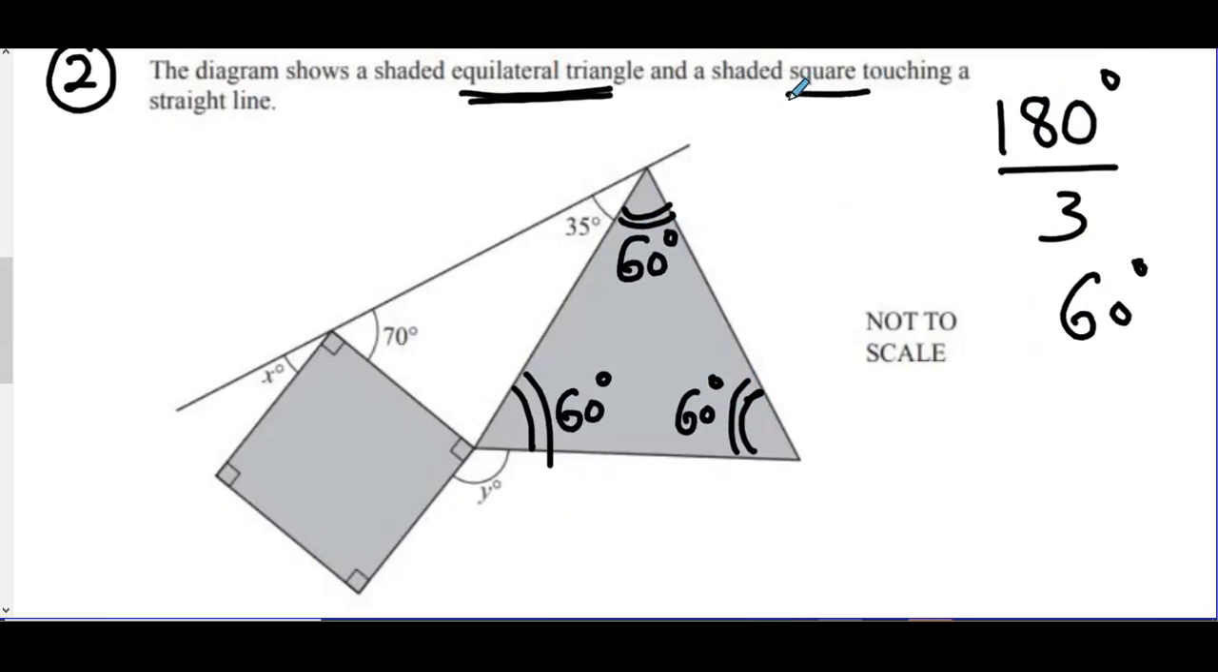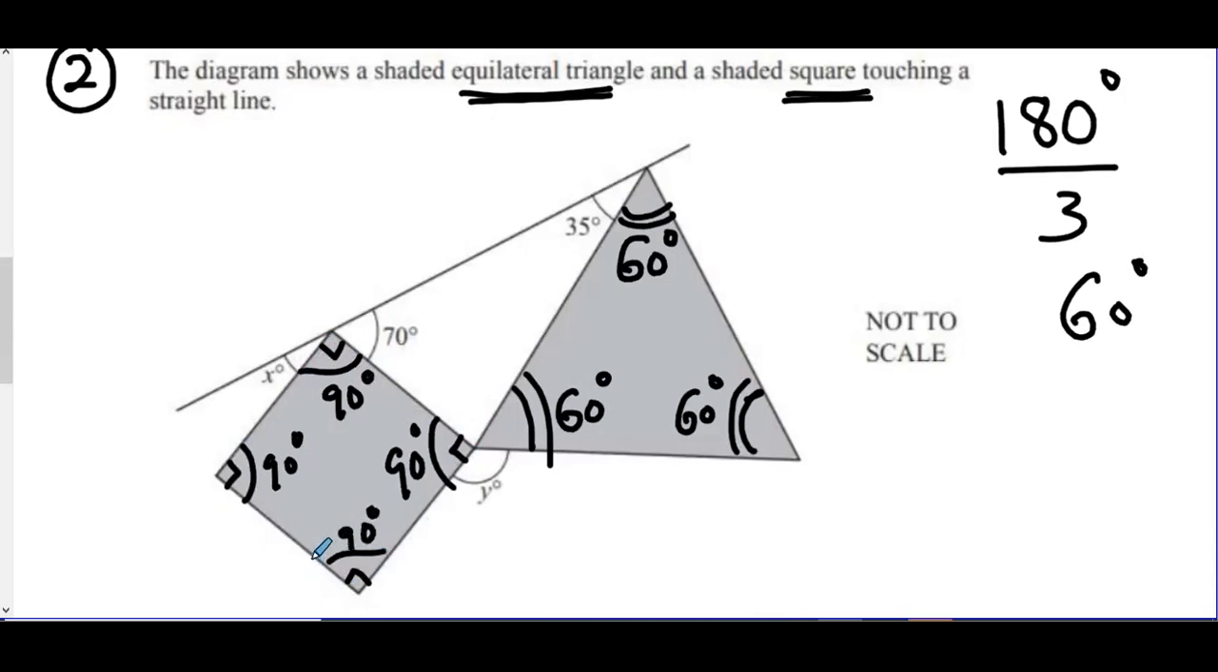How about a square? As you can see, each angle in a square is 90 degrees. How do I know? You can see a small square inside the square. So each angle in a square measures 90 degrees. This angle here is 90 degrees, this angle here is 90 degrees, this angle here is 90 degrees, and that angle there is 90 degrees.